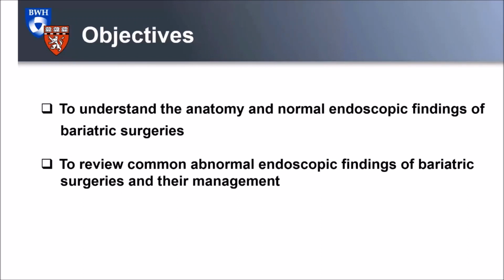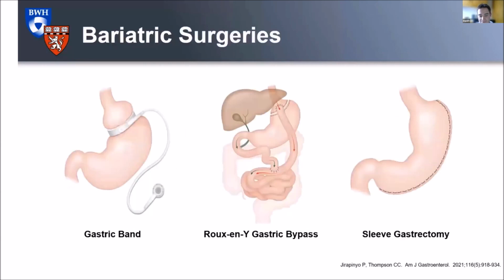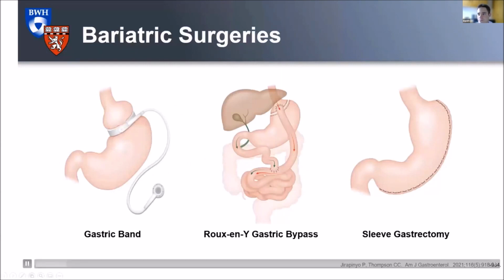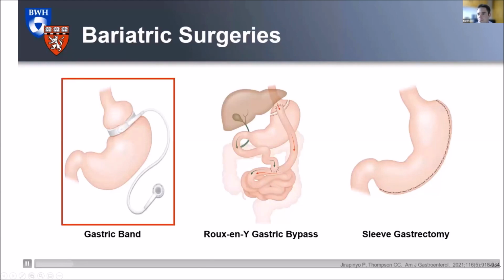My goals for the talk are to help you understand the anatomy and normal endoscopic findings of bariatric surgeries, and to review some of the common abnormal endoscopic findings in these bariatric surgeries and their management. We're going to be going over the 3 most common bariatric surgeries being performed worldwide, including gastric band, Roux-en-Y gastric bypass, and sleeve gastrectomy. Let's start with gastric band.